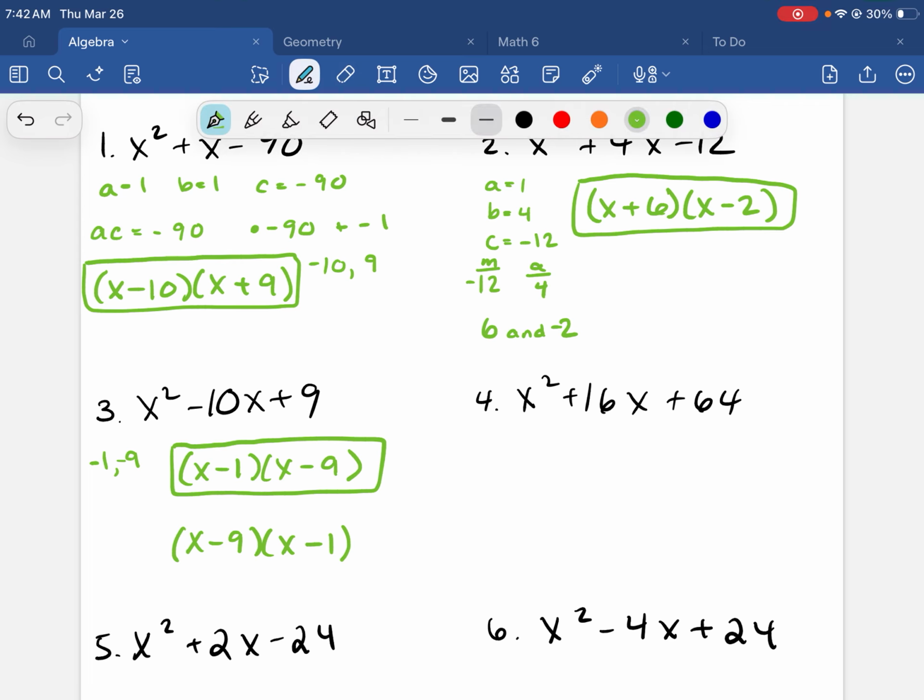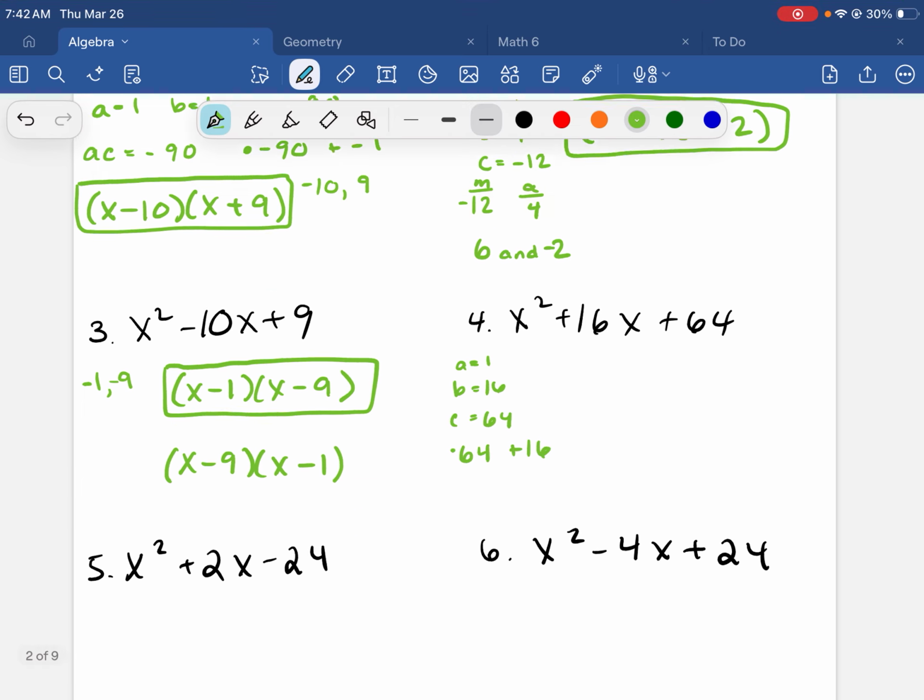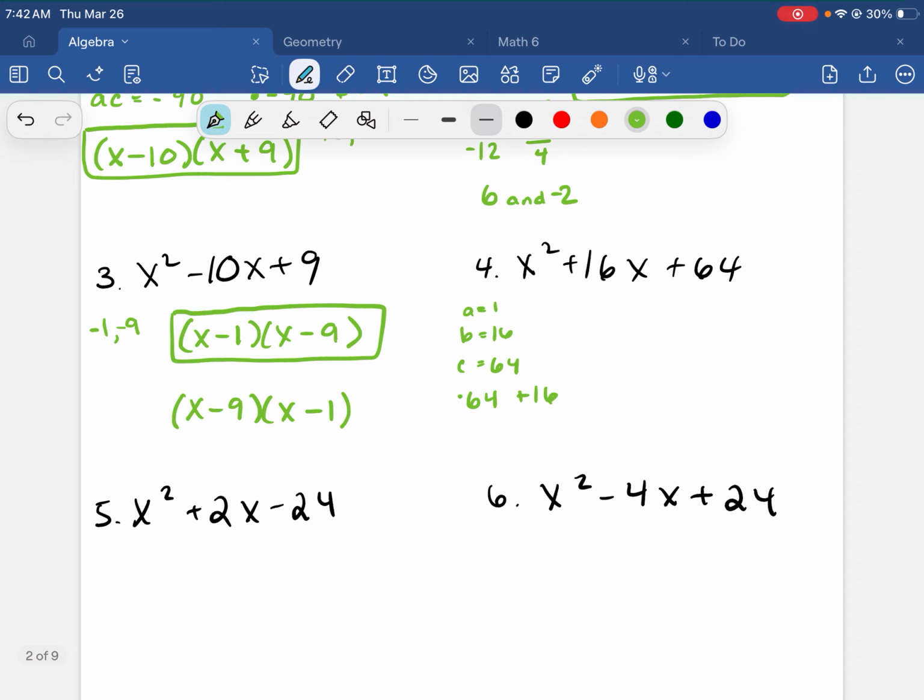For number 4, a is 1, b is 16, and c is positive 64. So we want two numbers that multiply to 64 and add to 16. Well, for 64 we have 1 and 64, 2 and 32, 4 and 16, 8 and 8. So x plus 8 times x plus 8, or x plus 8 squared.